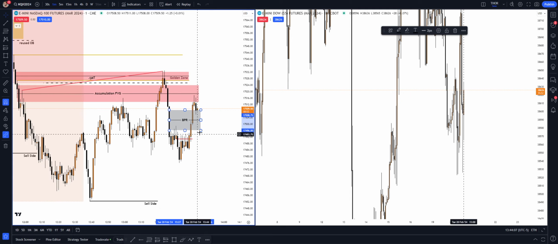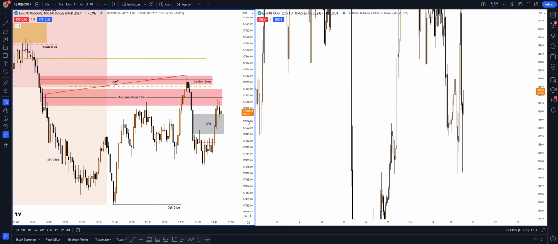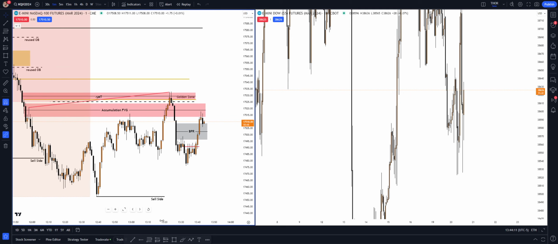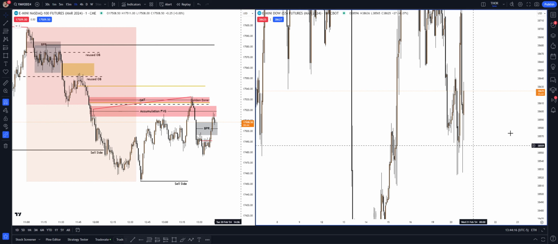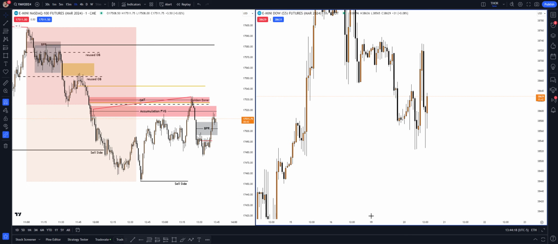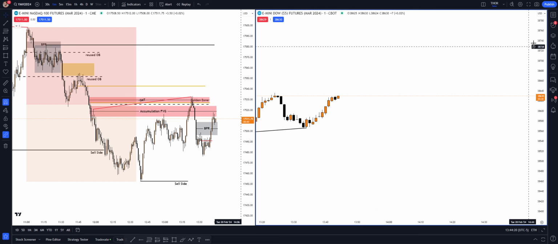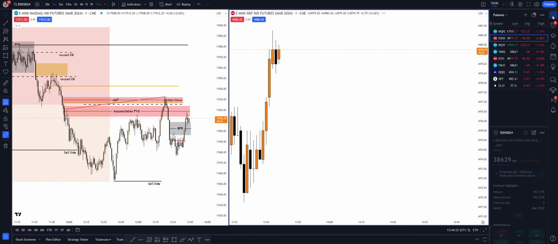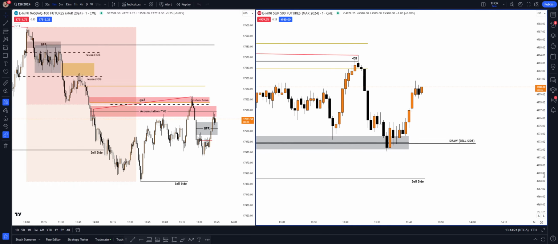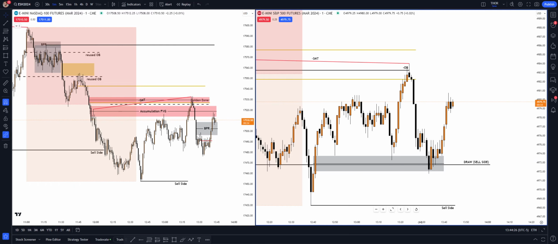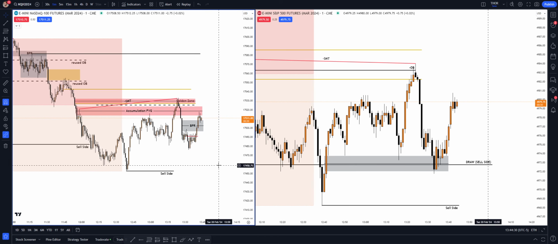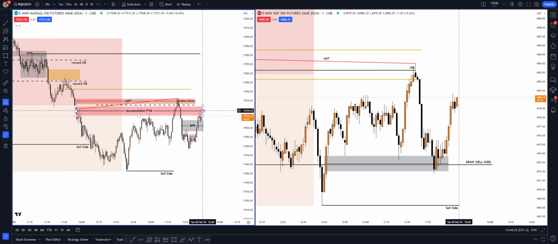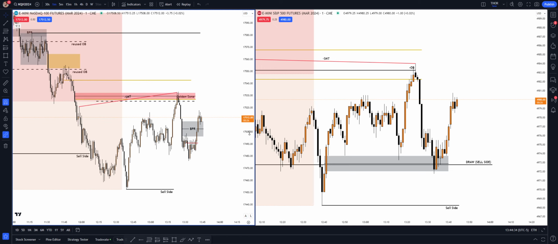Well, let's see if this BPR can support the price for the upside, for the buy side. Pull back to ES. I'm gonna get rid of this accumulation fair value again, so it'll look more cleaner.